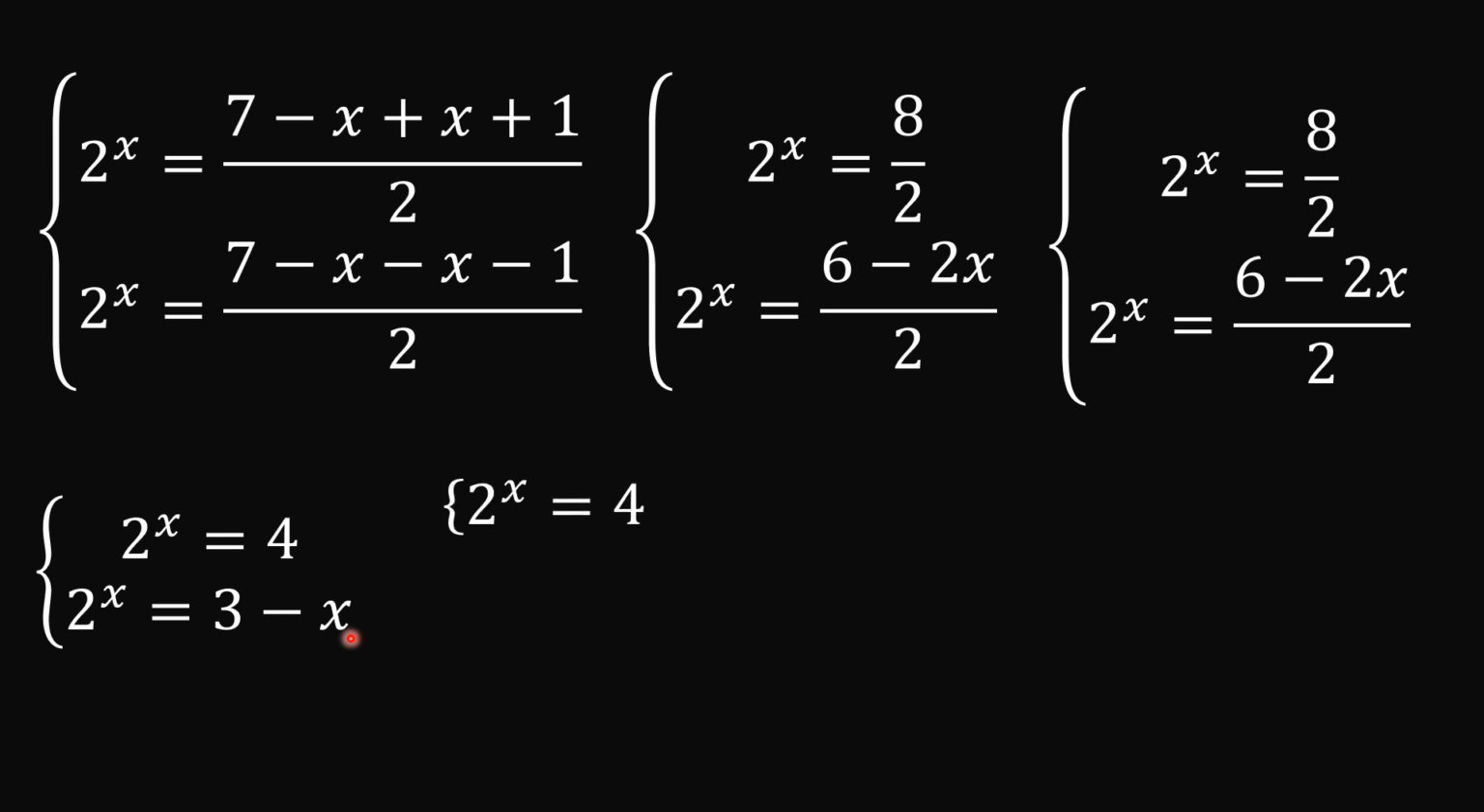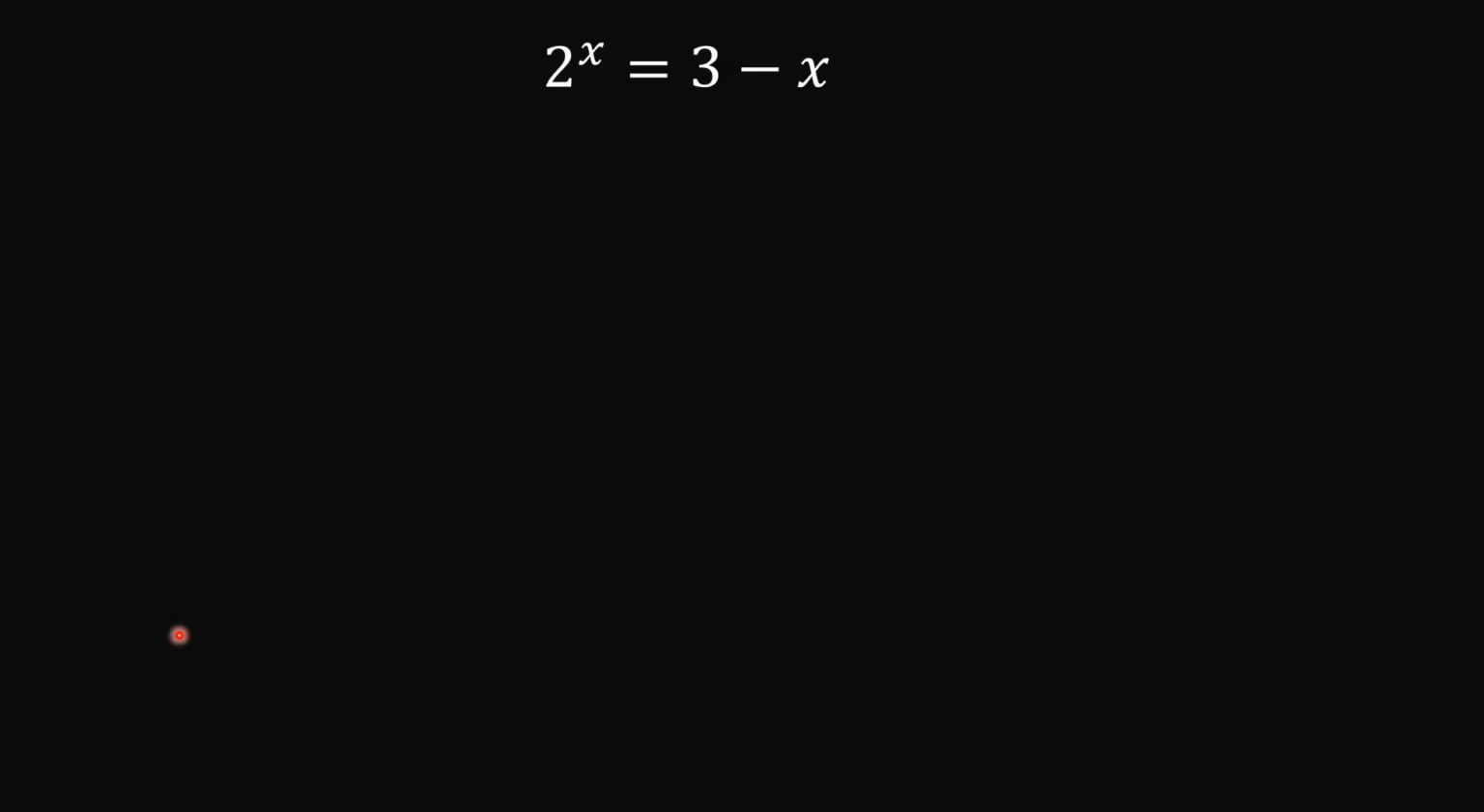And then 2 to the x is equal to 4. We're solving the first one. This means that 2 to the x equals 2 to the 2, and then x1 is equal to 2. And then we're going to solve the second one here, where we're going to apply a different property here. You see that this is 2 to the x equals 3 minus x. If you plug 1 here, 2 to the 1 equals 3 minus 1, this is going to be 2 equals 2. So x equals 1 is the solution for this problem.